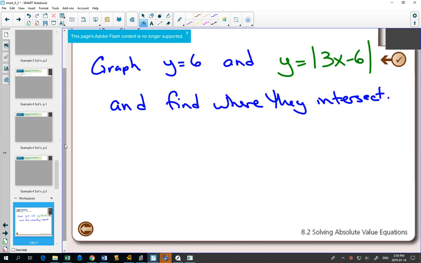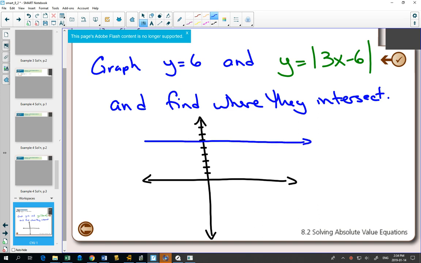How do you graph y equals 6? Y equals 6 is a horizontal line where all the y values are 6.